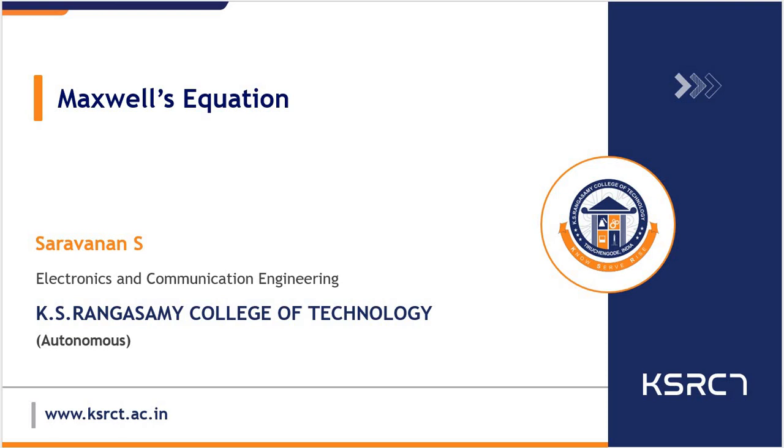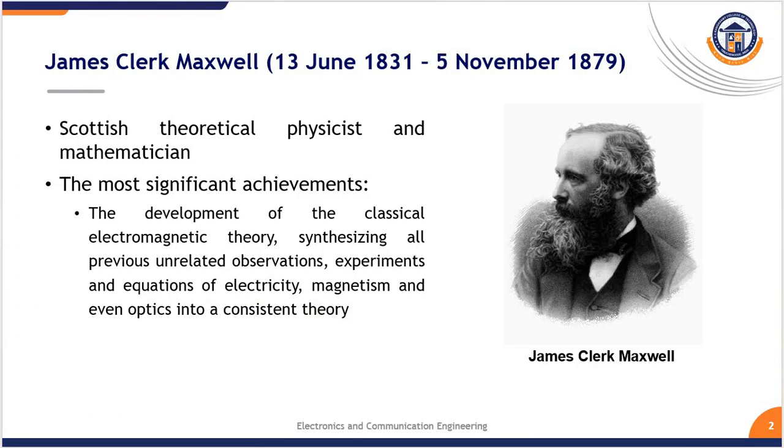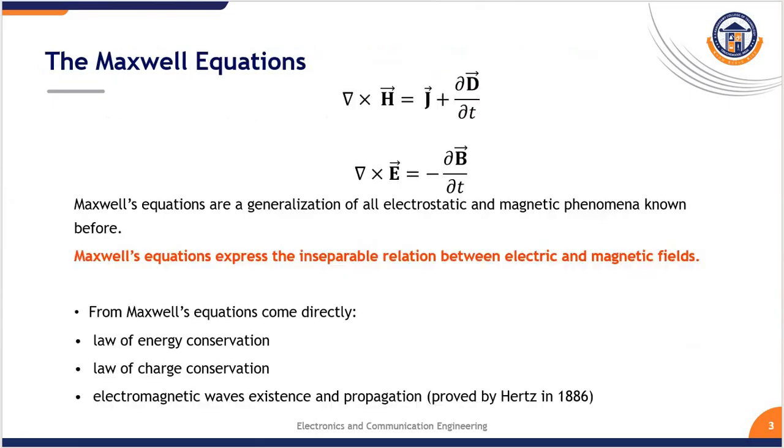Hi, today we are going to see about Maxwell equations. James Clerk Maxwell, Scottish theoretical physicist and mathematician. The achievements of Maxwell: the development of the classical electromagnetic theory, synthesizing all previous unrelated observations, experiments, and equations of electricity, magnetism, and even optics into a consistent theory.